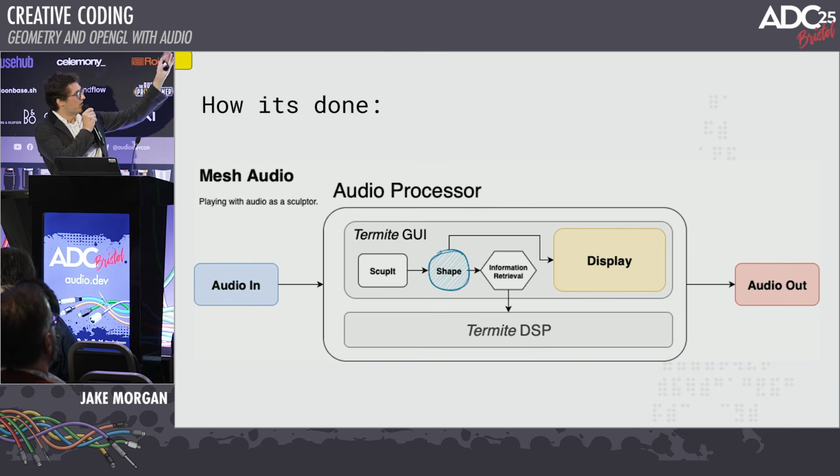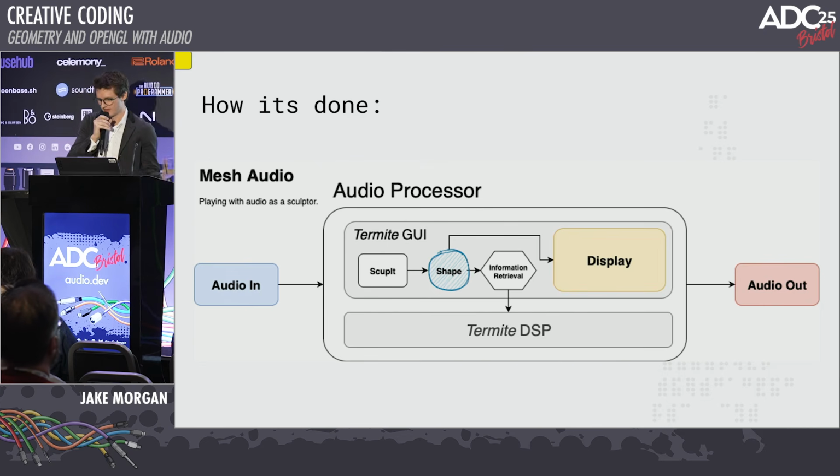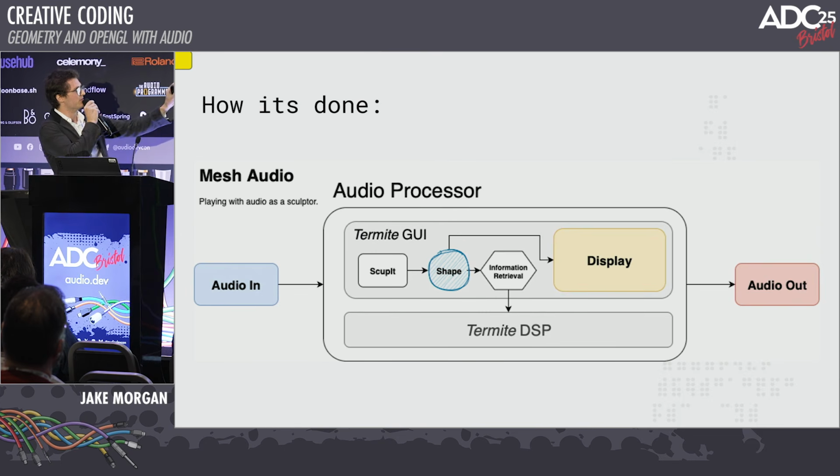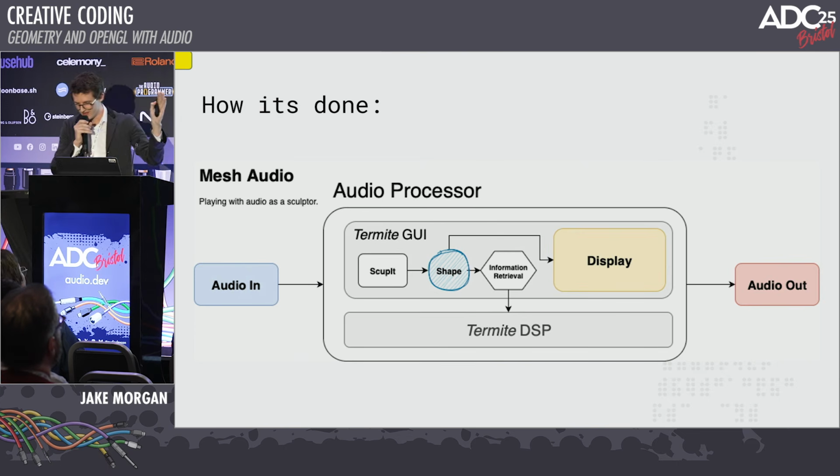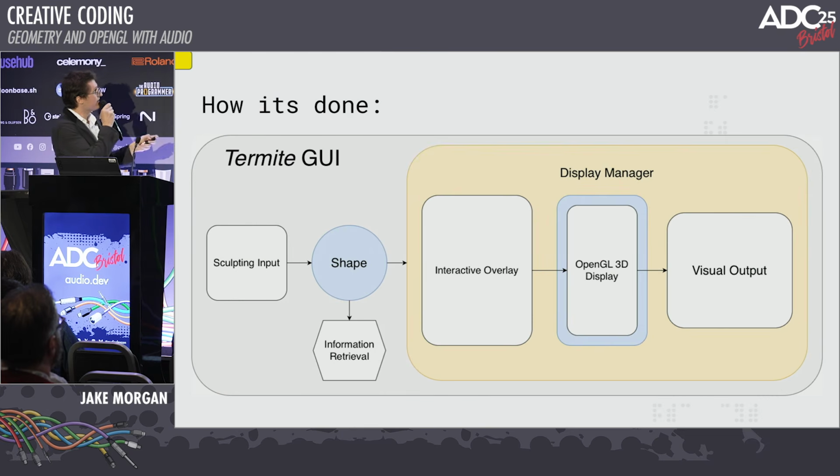We're going to have a sculpt that's going to be sculpting our shape, whether that's from an intuitive input, just as an overlay, or maybe you're taking a Blender file in, like a Wavefront object file. That's going to go into our information retrieval. Don't worry about that yet. That's going to be a little complex, but we'll get there. That's going to go into our display. That's where all the fun is. So let's dive into that. That's where all the meat is.